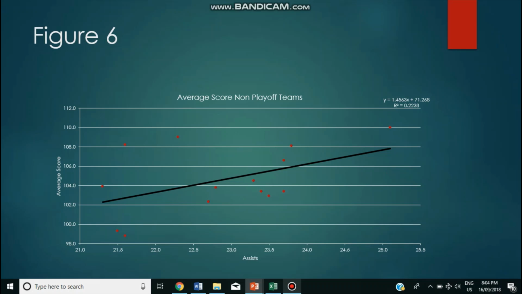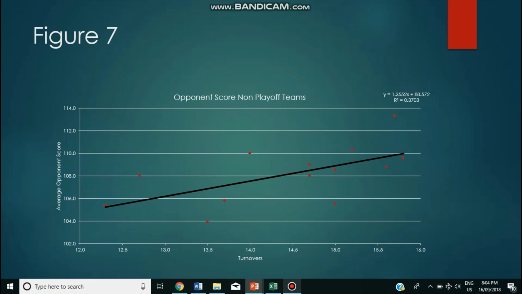Figure 6 once again shows the scoring versus assists for the non-playoff teams, which has a decent amount of linear correlation for something that shouldn't have much of any, considering the lower ranked teams in theory should have less assists and a lower score. Figure 7 shows turnovers against average opponent's score for the non-playoff teams.